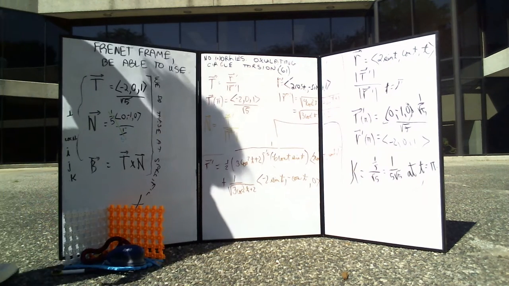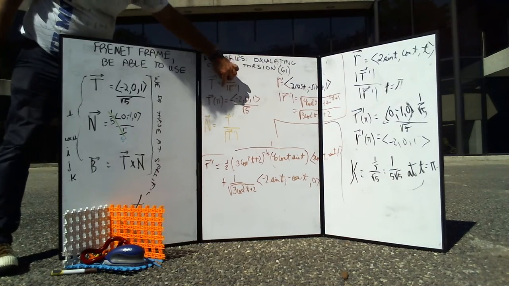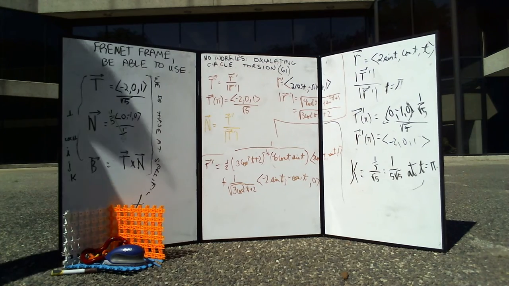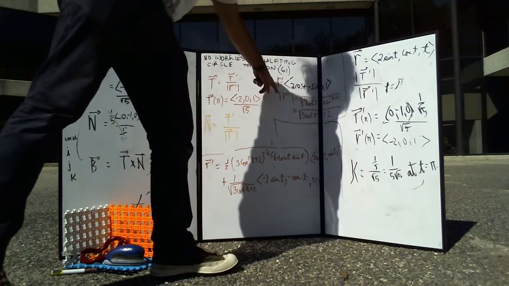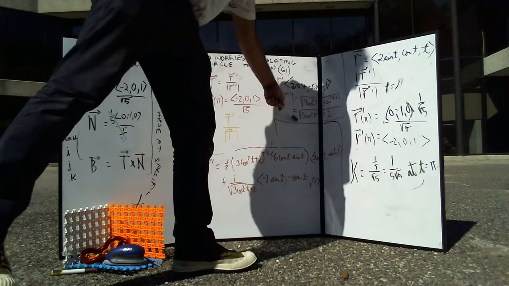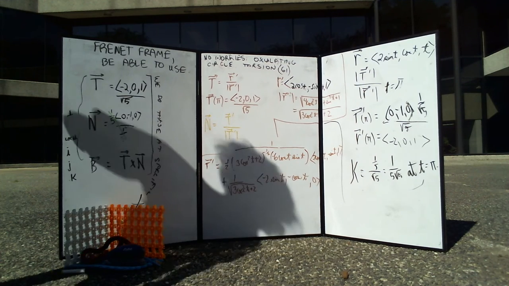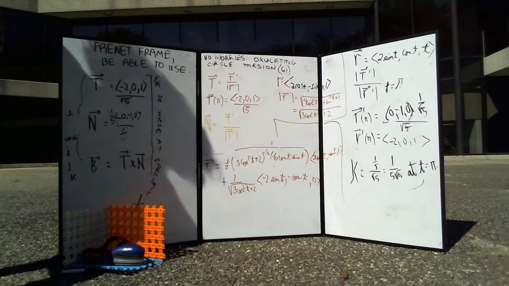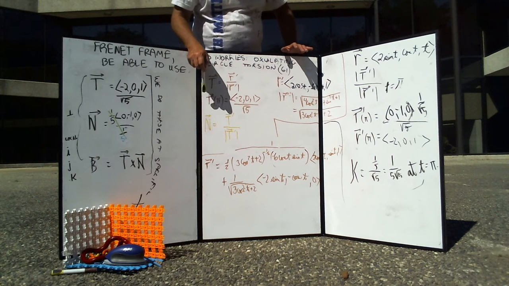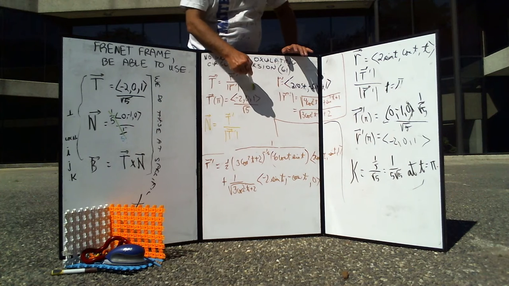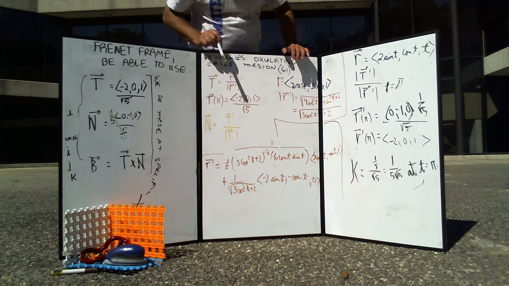So starting off, I need to get big T. Big T is r prime divided by the length of r prime. I can get r prime, it's really easy. There's r prime, and here's the length of r prime in terms of t. Now I can put in the pi, like you can see I'm doing right there, and I get big T. This is a unit vector, because the length of this vector is square root of 5, so it's a unit vector like it's supposed to be. So that's big T.